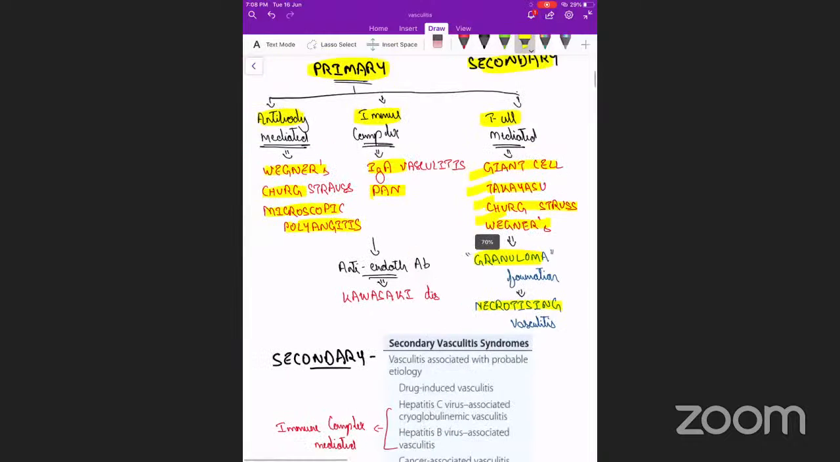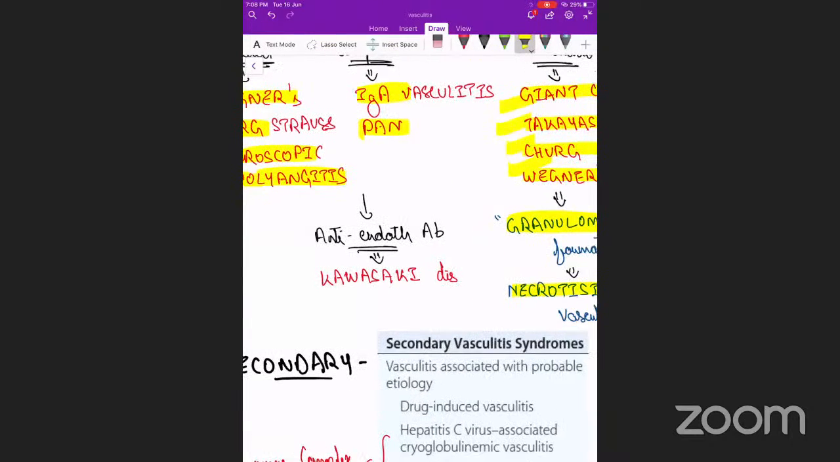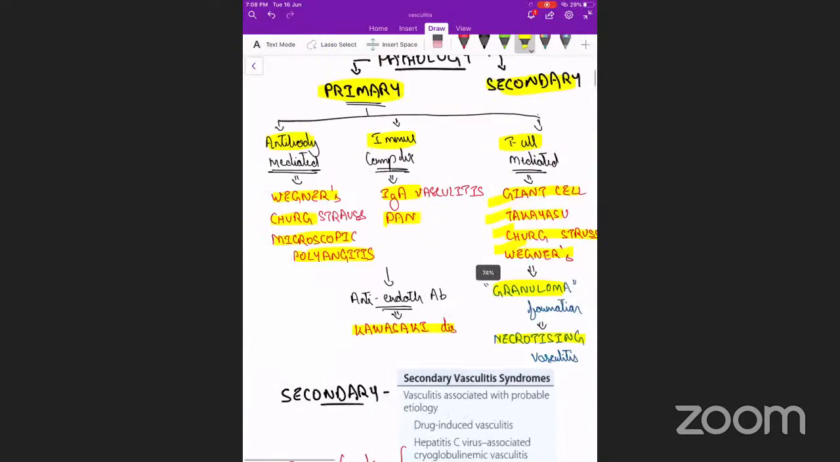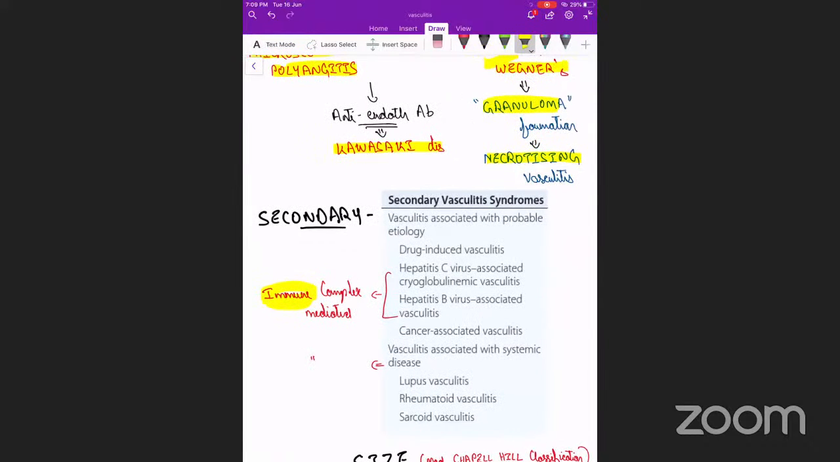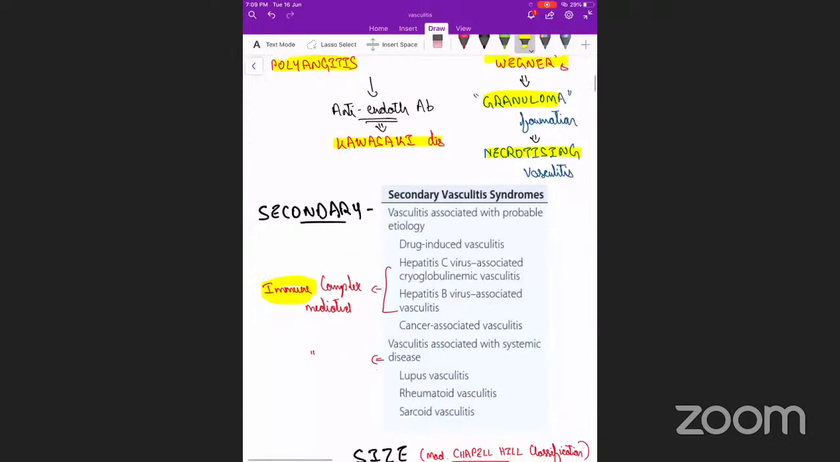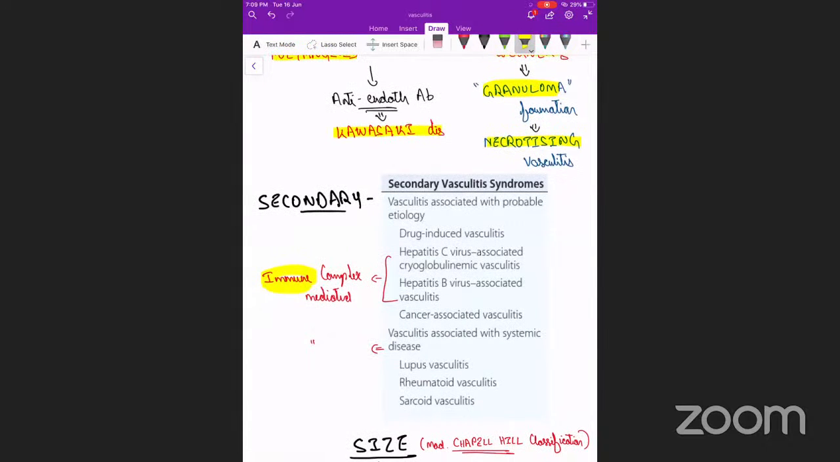The next one is anti-endothelial antibody. Over here, the antibodies are directly against the endothelium of the blood vessel. The example for this is Kawasaki disease. So this is a very important table. Most of the secondary vasculitis syndromes are immune complex mediated. One, it will be because of any autoimmune disorder. Since immune complexes are formed, most of the autoimmune disorders can cause secondary vasculitis, like lupus, rheumatoid arthritis, sarcoidosis and so on. Next, it can be drug-induced. Third, it can be because of hepatitis C, which is cryoglobulinemic vasculitis. Next, it can be because of hepatitis B.